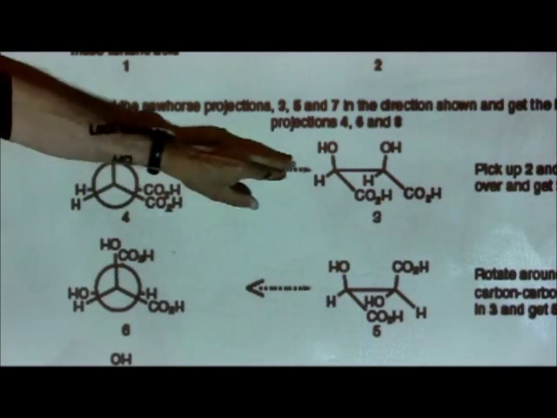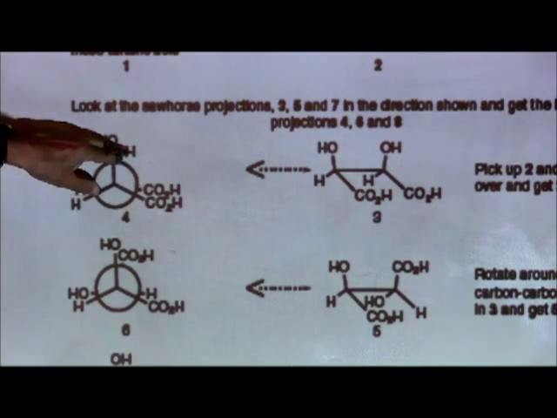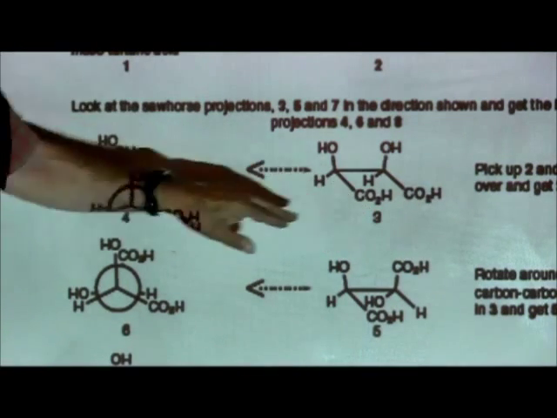CO2H, H, and OH. That's the front carbon. The carbon in the back can't be seen. The OH in the back is eclipsed with the OH in the front. The CO2H in the back is eclipsed with the CO2H in the front, and the two hydrogens are eclipsed with the OH. That's the way that is.